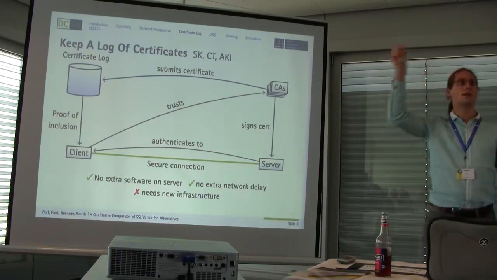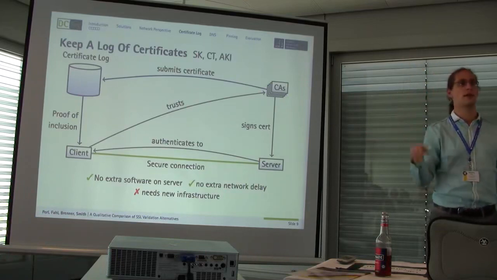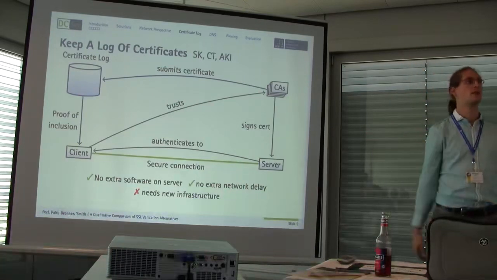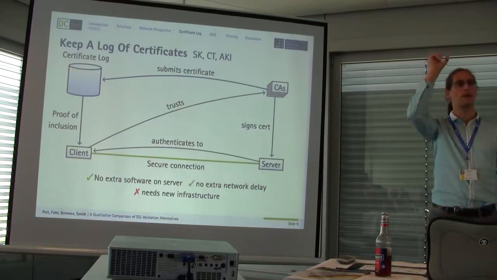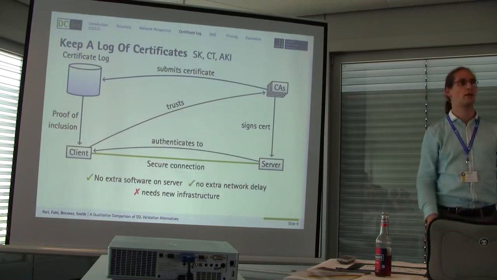The certificate log needs to distribute those root hashes to the clients. So the client pre-trusts the root hashes. And if trusting the root hash, it can validate that all certificates are public knowledge.